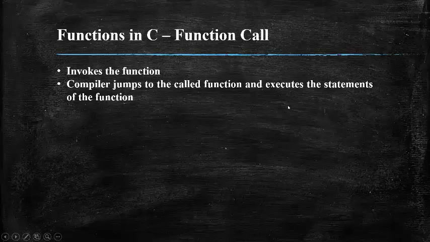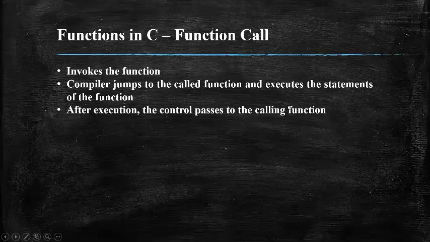After execution, the control again passes to the calling function. I already told you about the examples that we saw. Whenever we call a function, the actual function is getting invoked. The compiler will pass the control to the called function, and it will execute all the statements available inside the body of the function. After the execution, the control passes to the calling function.